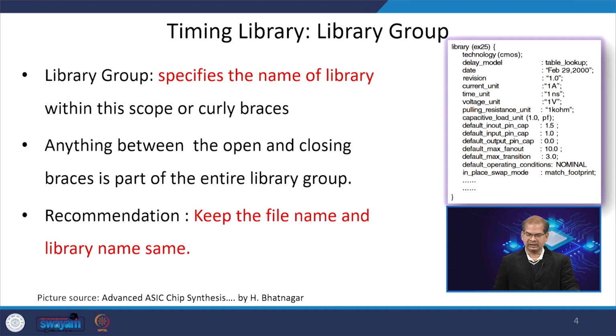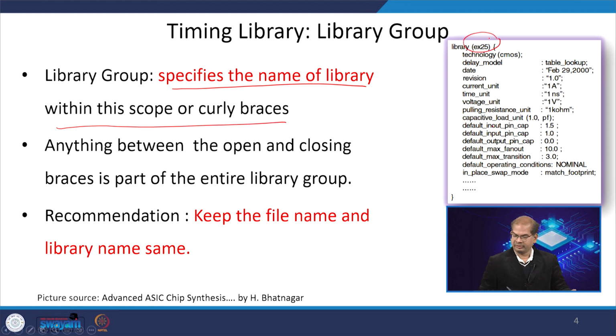The library group specifies the name of the library within the scope of curly braces. If you can see here, this is the library name, and these are the curly braces, and inside that all the information is stored in this file. This x25 is the library name. Anything between these curly braces is part of the entire library group.